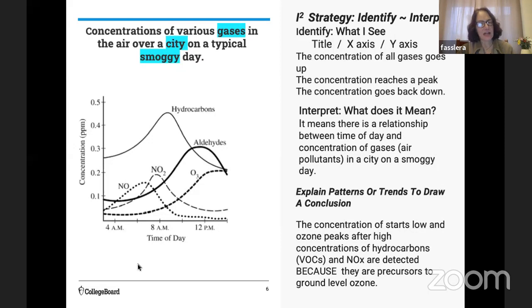Well, remember that science practice, I want to make a connection between those variables. So what I can see is that there's a relationship between time of day and concentration of gases or air pollutants over a city on a smoggy day. Now, let's see how they might ask me something about this on a free response question, and getting to that most advanced part of that science skill, being able to draw a conclusion based on this quantitative data.